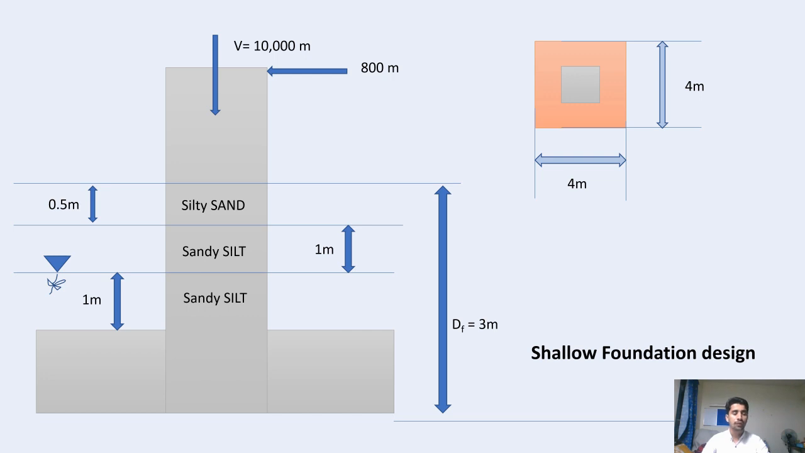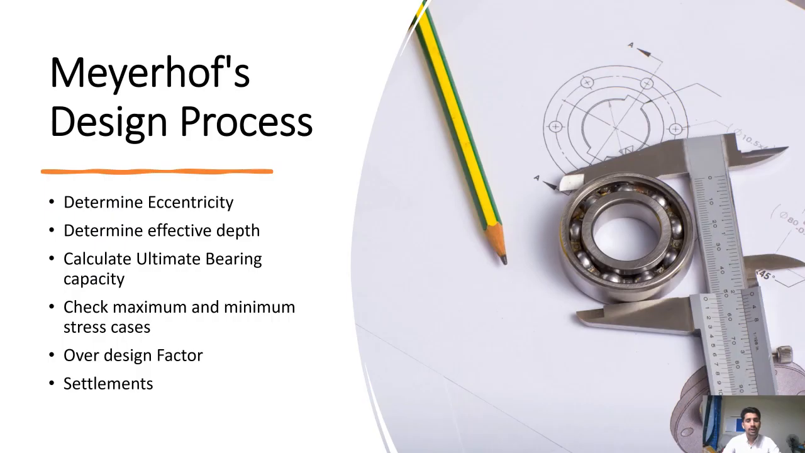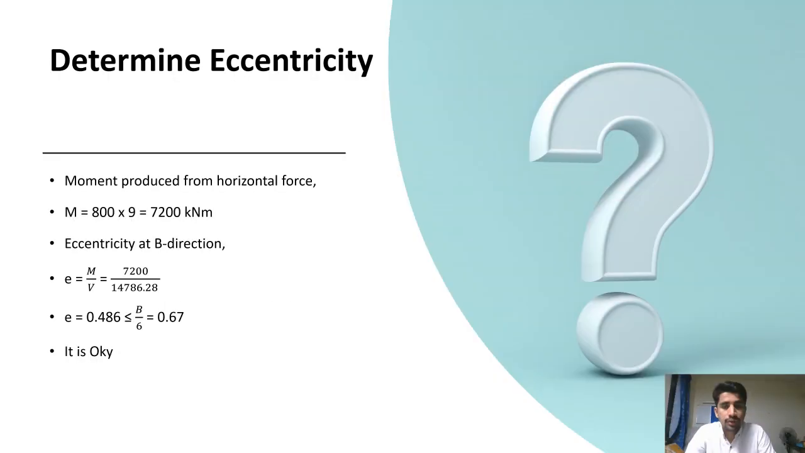Here is the drawing of our foundation, and in the drawing you can see that the depth of the groundwater table is 1.5 meter from the ground surface. As we know, for the design of shallow foundation, we have to follow the Meyerhof design process. Here are the contents of this process. So the first step is to determine the eccentricity.